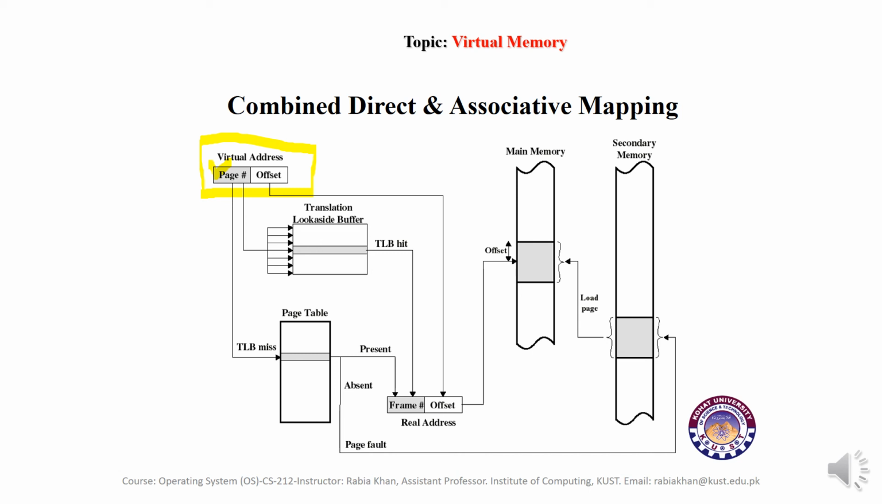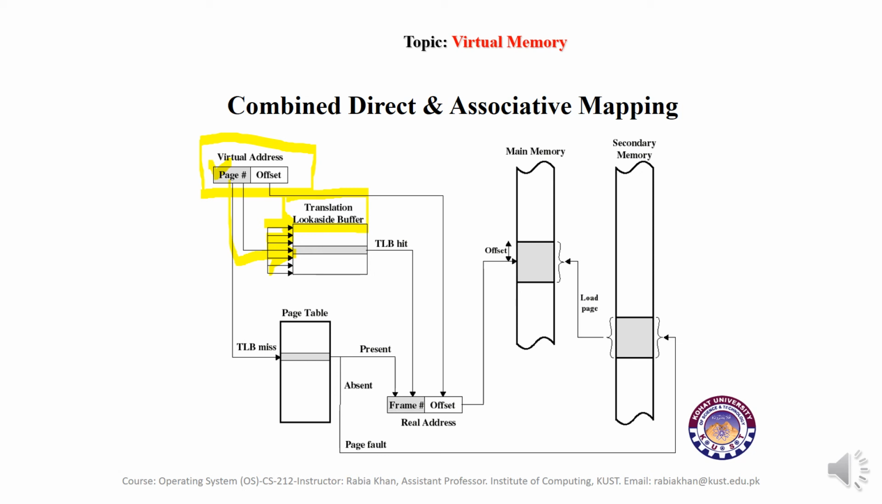What does the operating system do here? Since the translation lookaside buffer consists of pages from different processes, the operating system has to search one by one all its entries in order to find the respective page that has been generated or referenced by the CPU. One by one, all the locations are searched to find this respective page.